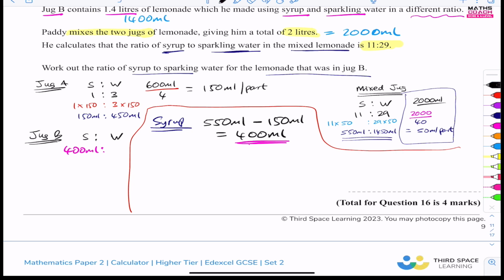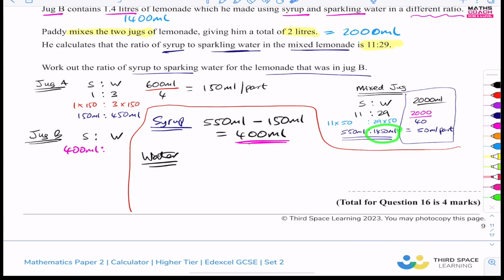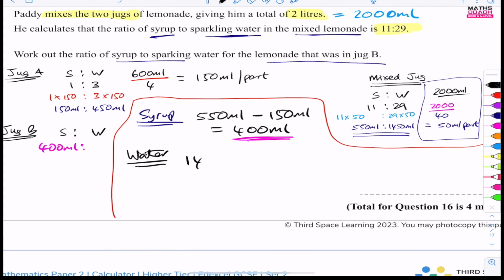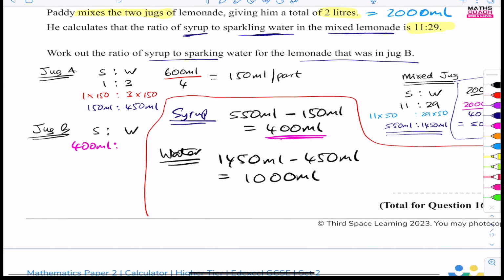We'll do the same thing for the water. We have a total. How much of that came from jug A? Well, 450. So 1,450 milliliters, take away 450 milliliters, and that leaves us with 1,000 milliliters, which we know now must have come from jug B. So for jug B, you're going to have 1,000 milliliters of water.